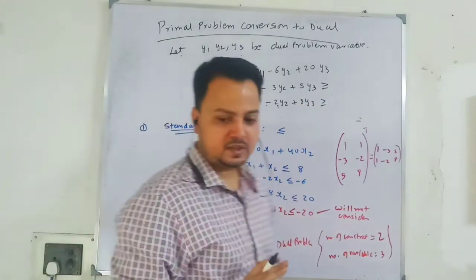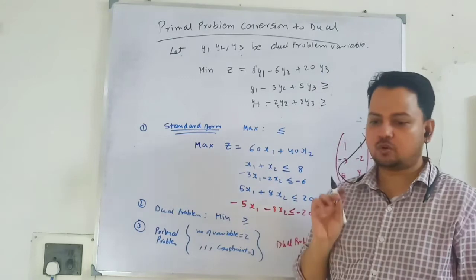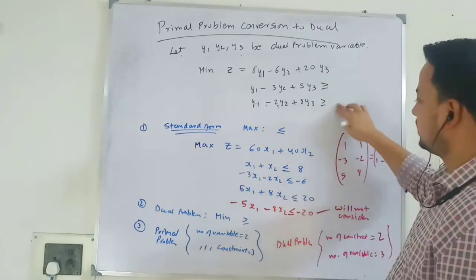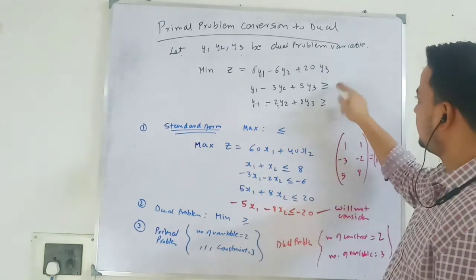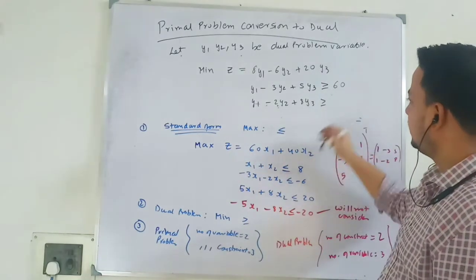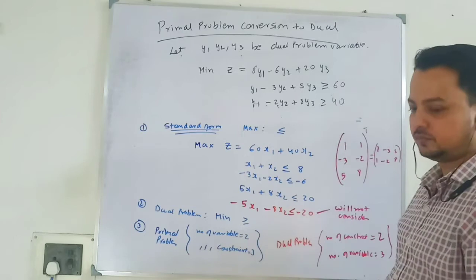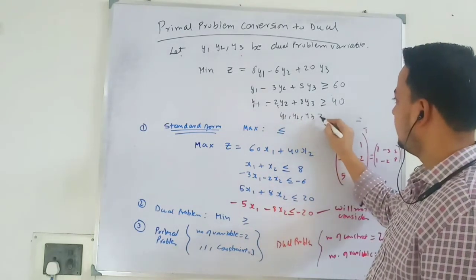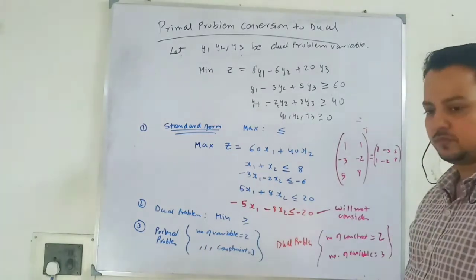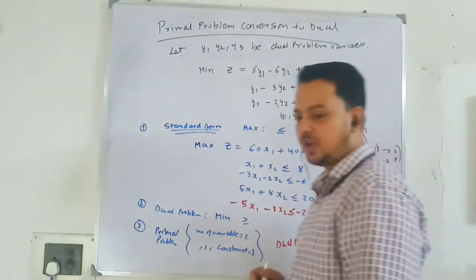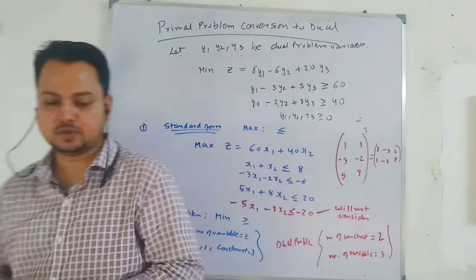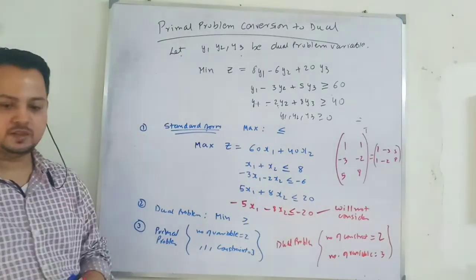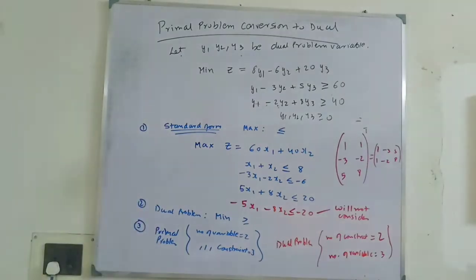Okay. What is the fourth point you have? Cost coefficient of the objective function becomes the right hand side of the constant. So you have 60, you write 60 here. 40, write 40 here. Okay. y1, y2, y3 greater than equal to 0. So I have converted my primal problem into dual problem, a maximization problem into a minimization problem. Done?